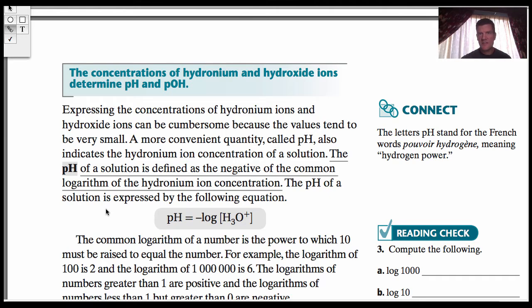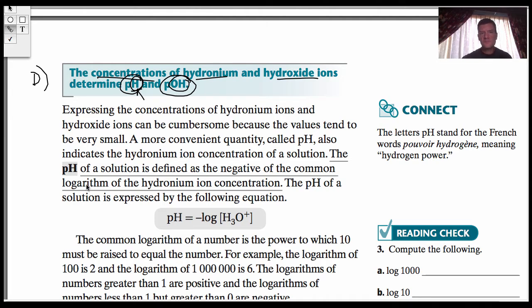Now, I'll tell you why it's called pH in a second. But the concentrations of hydronium and hydroxide ions are going to determine what we call pH, and there's also a pOH. You can see the H here, probably because of hydronium, H+, and the OH because of the hydroxide. All right? So with this concept, we're going to be able to calculate what's called pH and pOH.